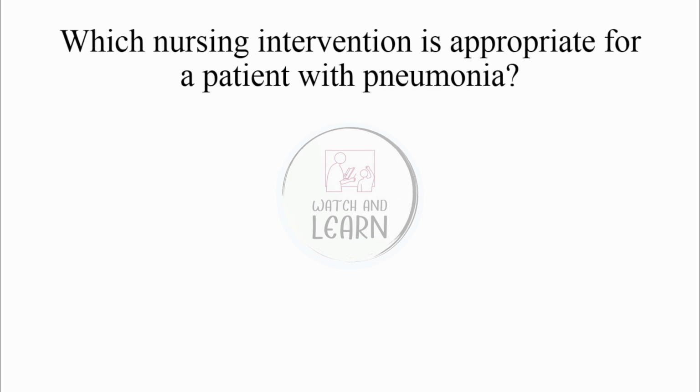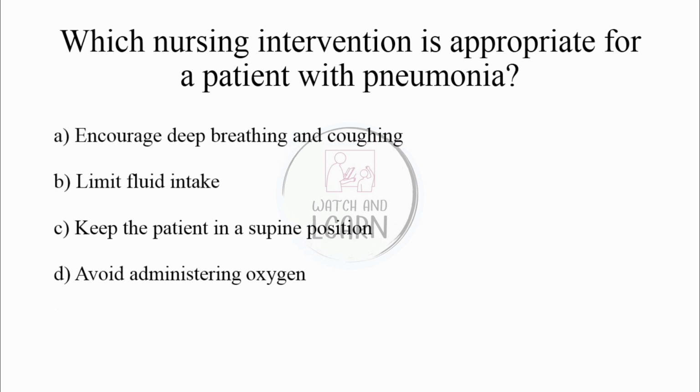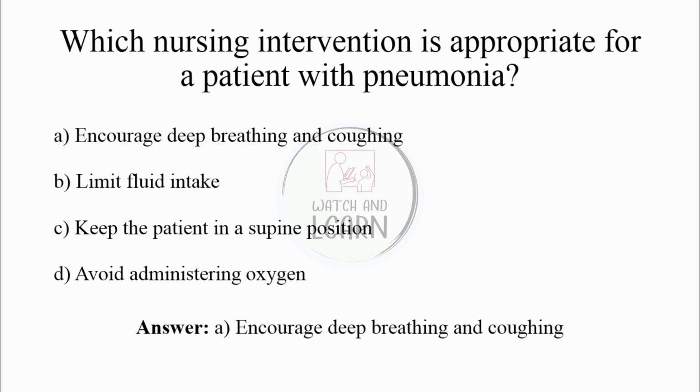Which nursing intervention is appropriate for a patient with pneumonia? Options are: option A, encourage deep breathing and coughing; option B, limit fluid intake; option C, keep the patient in a supine position; option D, avoid administering oxygen. The right answer is answer A, encourage deep breathing and coughing.